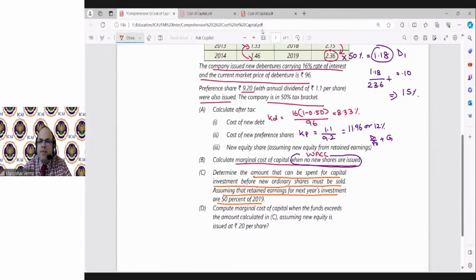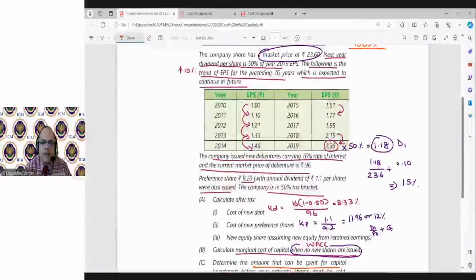The requirement of the question, guys, please try to understand. The amount that can be spent for capital investment before new ordinary shares must be sold, assuming that retained earnings for next year's investment are 50% of 2019. So let's try to understand what the retained earnings are.